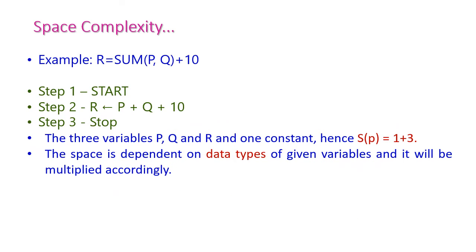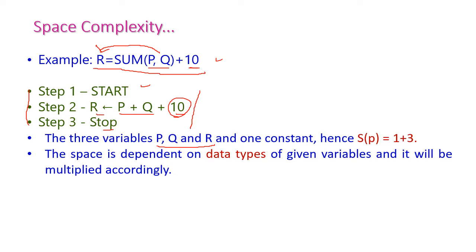For example, let us take this statement: R equals P plus Q plus 10. Here we have to add P and Q plus the constant 10, and that should be stored in the variable R. So what's the algorithm here? Start, R equals P plus Q plus 10, and stop. So in this algorithm, which are the variables? P, Q, R are variables.